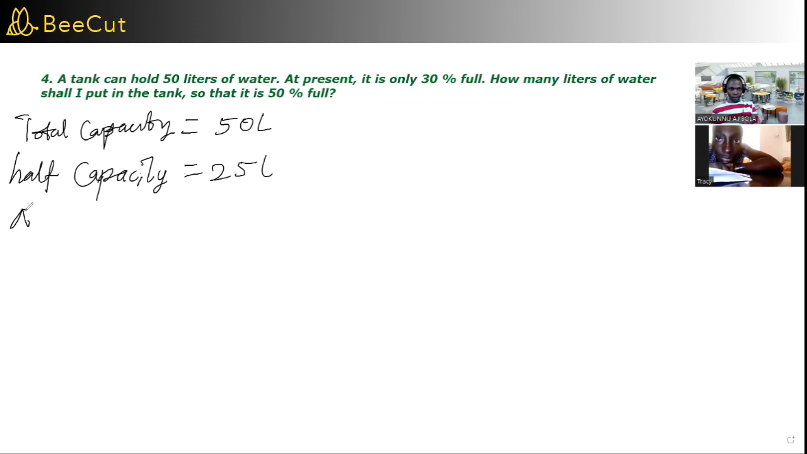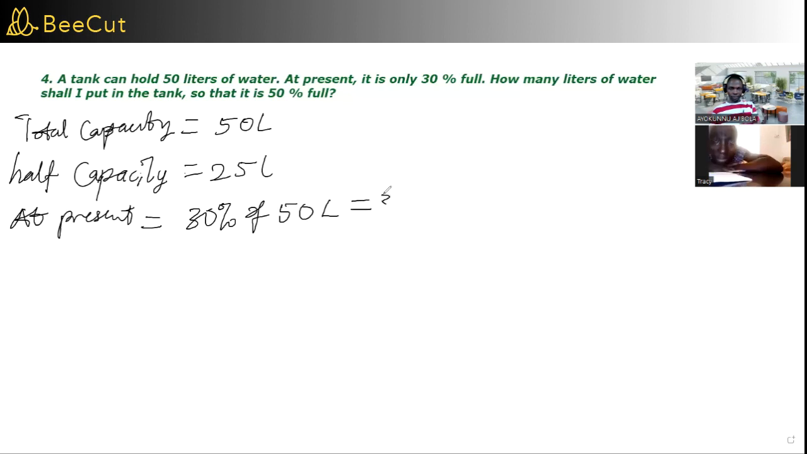But at present, it is what? 30%, right? 30% of what? Of 50 liters.